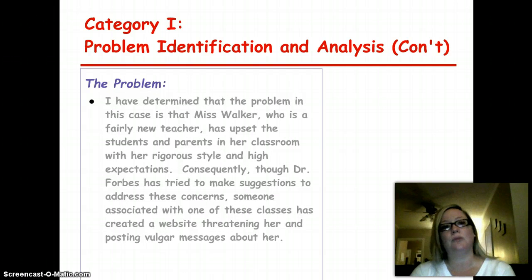After reading this case study and working through the identification and the analysis, I believe the problem to be that in this case, Ms. Walker, who is a fairly new teacher, has upset students and parents in her classroom with her rigorous style and high expectations, and consequently, though Dr. Forbes has tried to make suggestions to address these concerns, someone associated with one of her classes has created a website threatening her and posting vulgar messages about her.